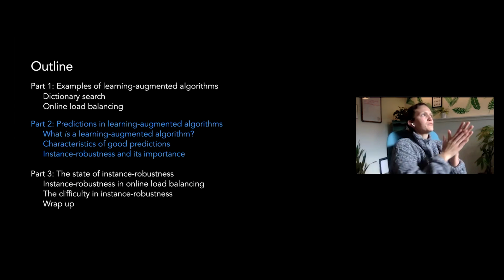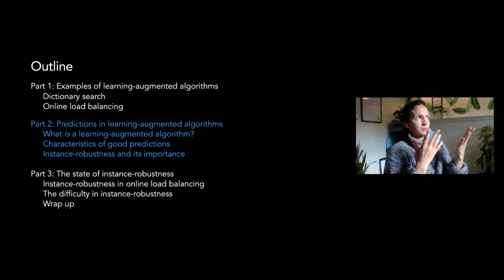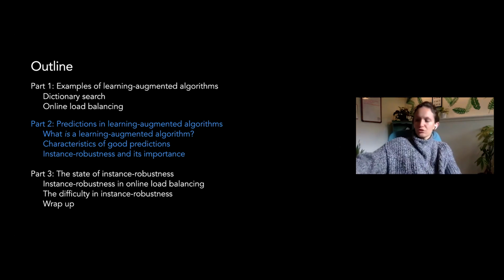Okay, so what have we done so far? I've just shown you two examples of learning augmented algorithms. This dictionary search, where your prediction is predicting the index of the book that you actually wanted to find, and then online load balancing, which is a little bit more complicated. Instead, you're predicting this quantity called the machine weights, where the machine weights help you design a good fractional solution.